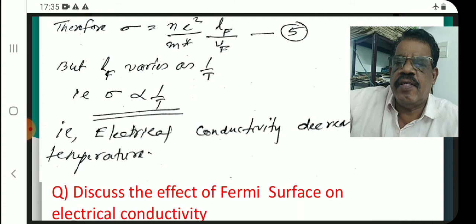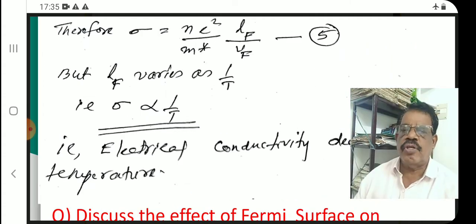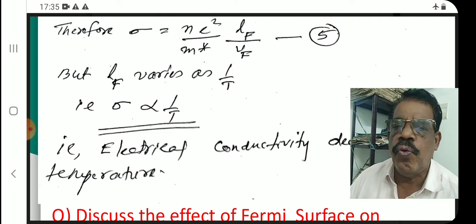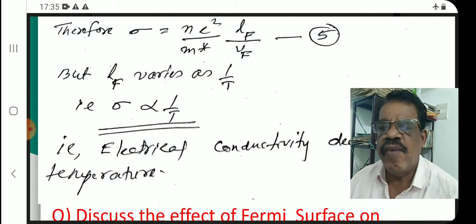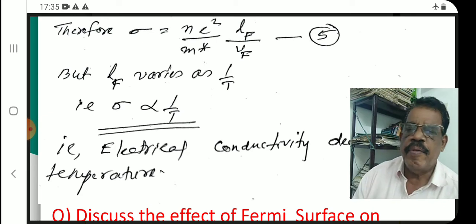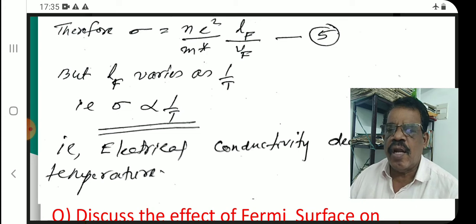Now what we get? We write therefore conductivity sigma is equal to n e square by m star into Lf by Vf. And this Lf, the mean free path, varies as 1 by T. Lf is proportional to 1 by T.